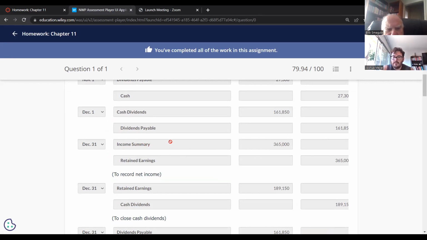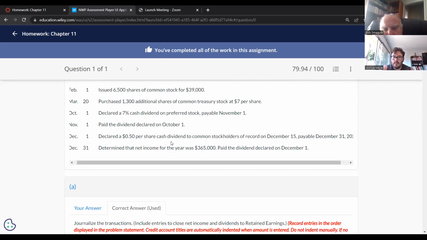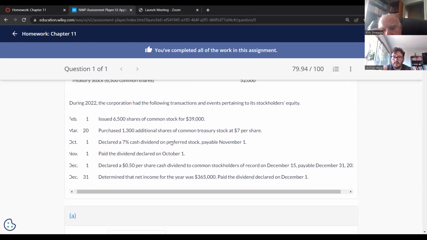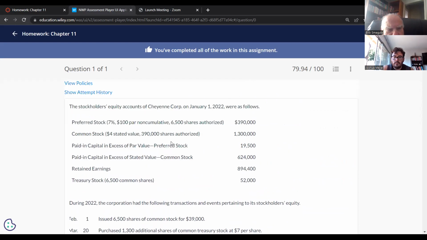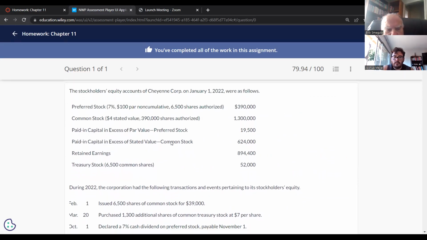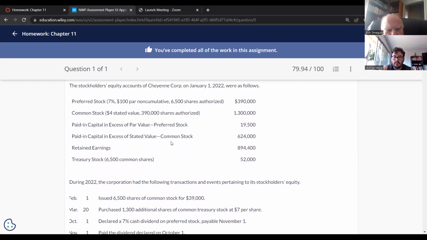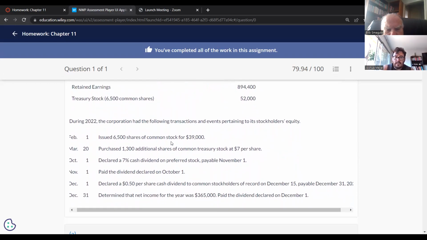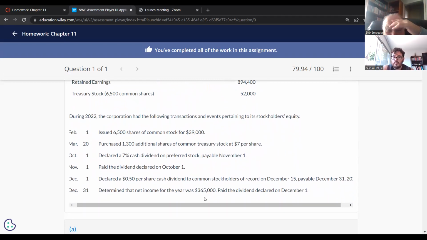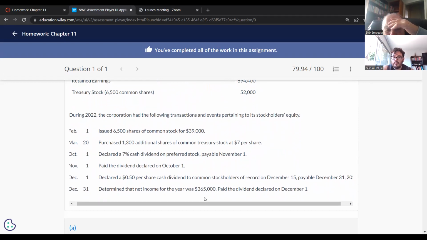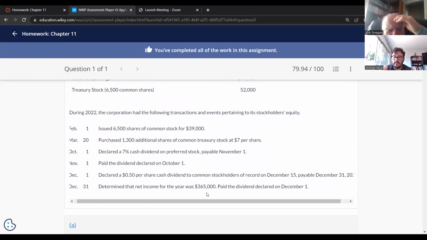Yeah, go back up again, if you would, please. Let's look at your income statement. Where's the income statement? Oh, they didn't give me an income statement, did they? No, this is all they gave us. But then they did say here that the net income for the year was 365. Oh, well, okay. They gave you the dividend to pay. Yeah, go down to the solution one more time.